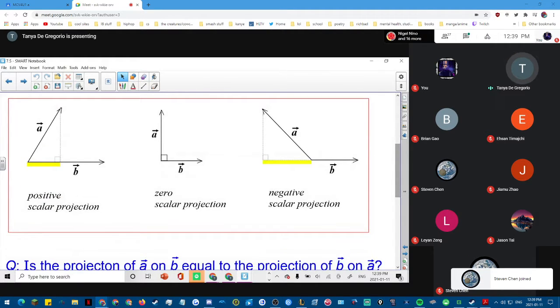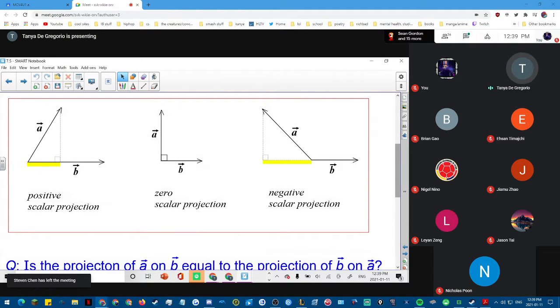Okay, so let's take a look at some different types of projection. So you could have a positive scalar projection, and that's going to happen when the angle between A and B is between 0 and 90, not inclusive, and 0 not inclusive. You're going to have a zero projection if the two vectors are perpendicular, right? And I think you guys can see that the only perpendicular to drop is vector A, and so there is no shadow on B. And you're going to have a negative scalar projection when you have an obtuse angle. Okay, so between 90 and 180.